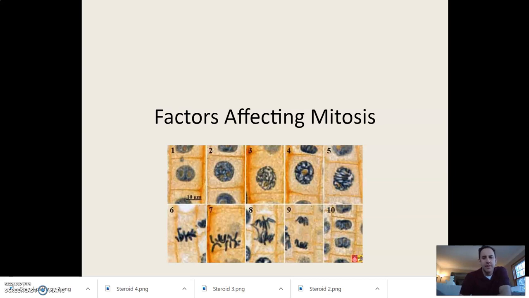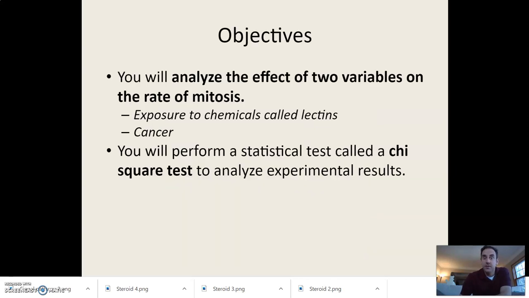Getting us ready for a lab. This lab is uniquely suited for a distance learning environment because it's pretty much all paper and pencil. So let's get going and figure out what this is all about. It's called Factors Affecting Mitosis.